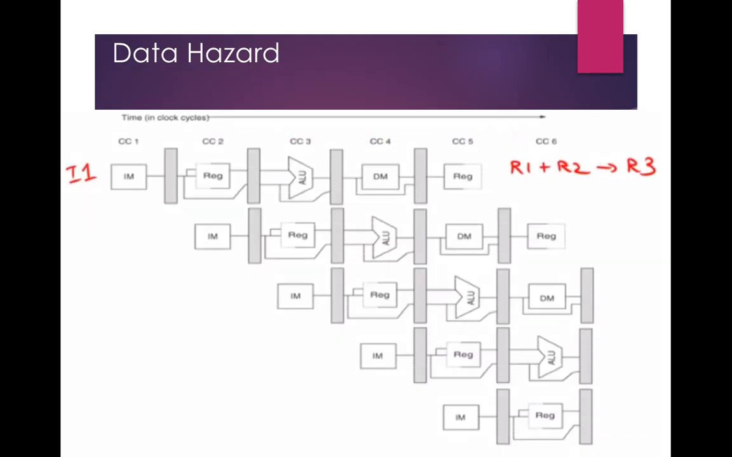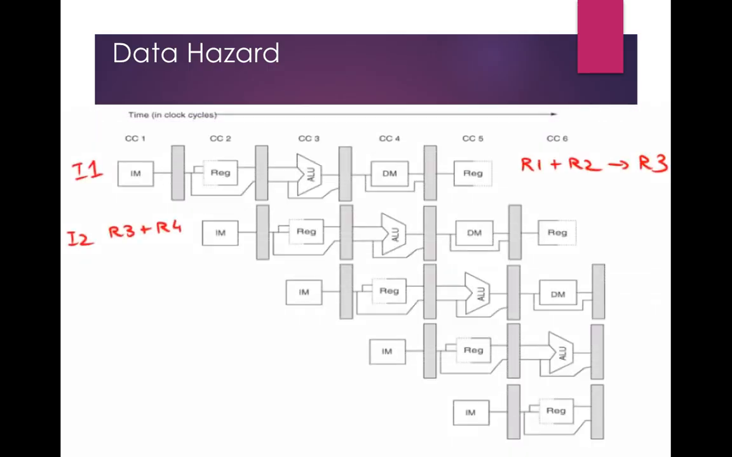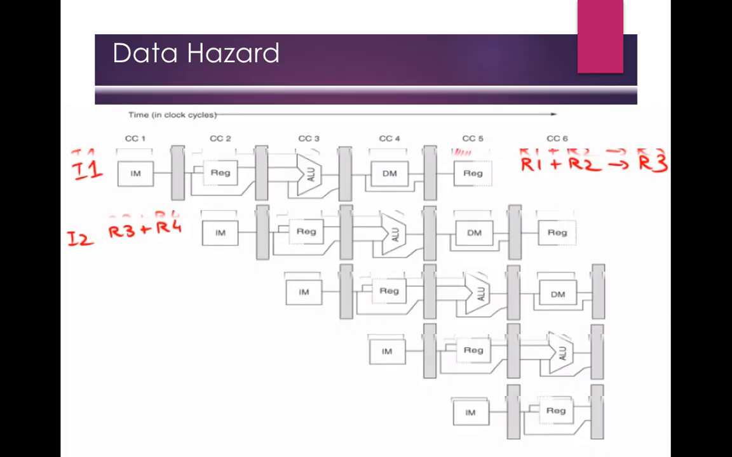See, for example, in instruction I1, R1 and R2 are the two registers we use as input, and we store the result into R3. And in instruction 2, we use two registers, R3 and R4. We give R3 and R4 as input at clock cycle 4 for the second instruction, but we only get the result of the first instruction, R3, at clock cycle CC5. So that leads to a hazard.